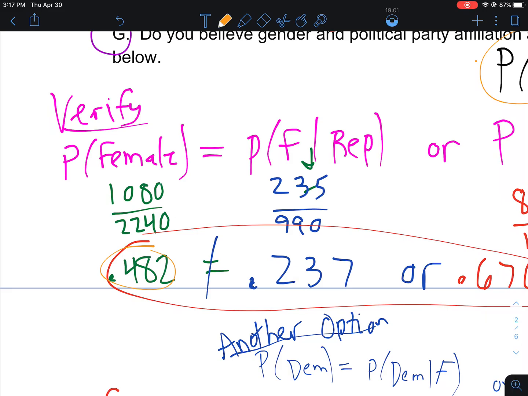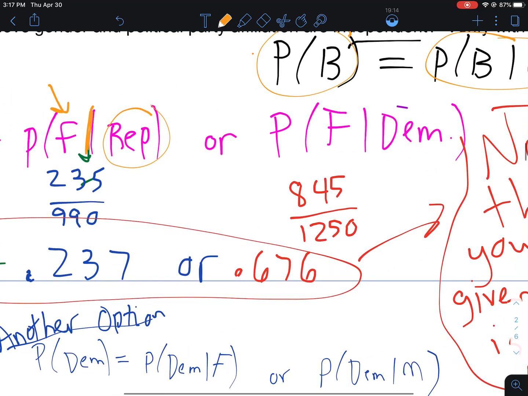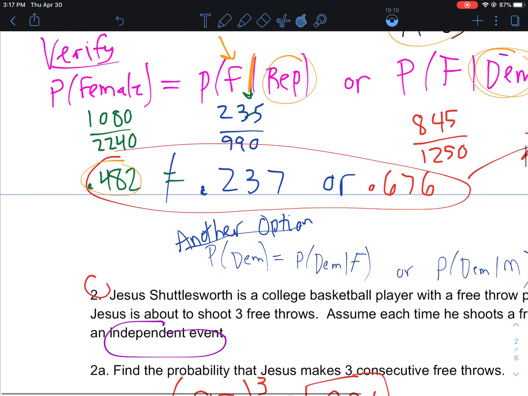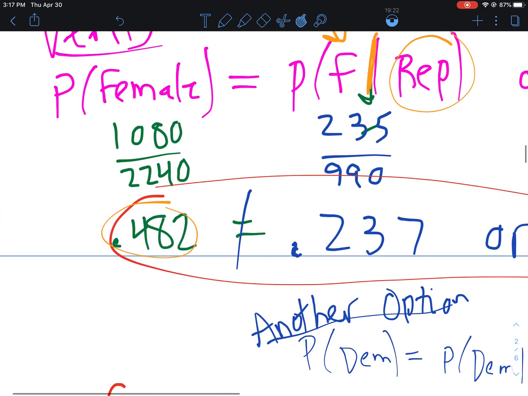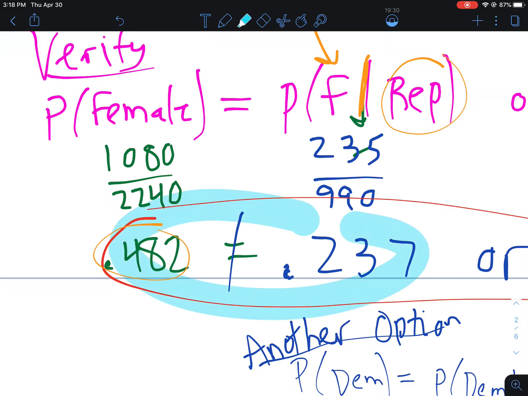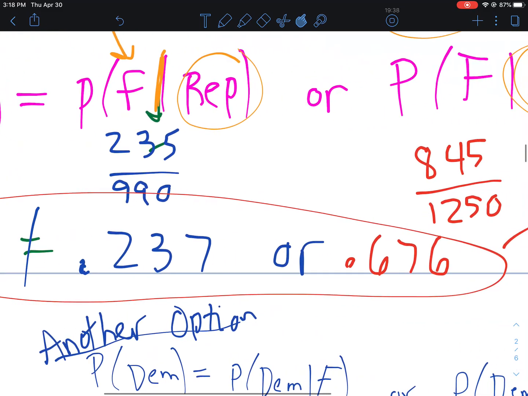So what's happening here? The probability you choose a female is 0.482. Now, if these were truly independent, the probability of me calling a female given that they're Republican or the probability of calling a female given that they're Democrat should be the same. And you don't have to do both. You could have just picked one political party. So I could have just said, what's the probability I call a female given that I'm selecting only from Republicans? These two numbers do not match. Therefore, I can argue being female and being Republican are not independent.